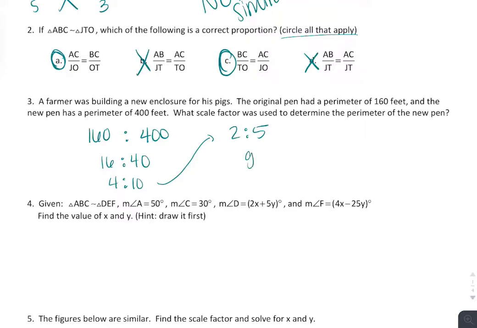So if we simplify that all the way down, it grew by 2.5, because if you divide 5 over 2, you're going to get 2.5. Or you can say it had a ratio of 2 to 5. Either is okay.